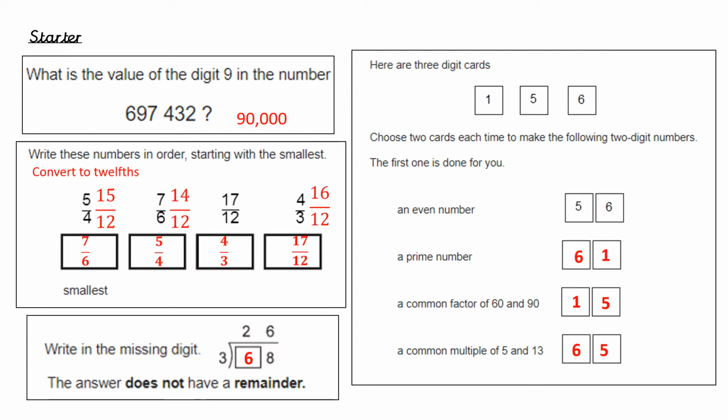Okay, so what's the value of the 9? It's 90,000, and then the common denominator for those ones is twelfths. So if you convert them to twelfths, you can then put them in order. Write in the missing digit for this division, and it does not have a remainder, so you do the inverse, 3 times 2 to give you 6.